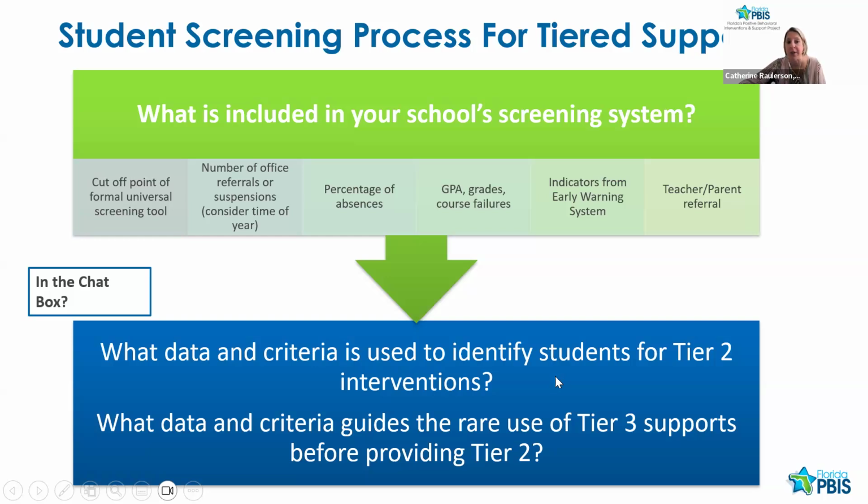And then the other question for you is, what might guide a rare use of tier 3 supports before providing tier 2? We might provide them at the same time in that case. So just to leave you with that, as far as different data sources we might use to screen and putting some criteria to them. Did we have any thoughts on that?